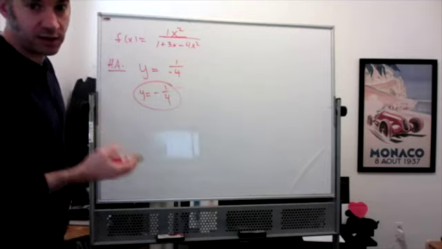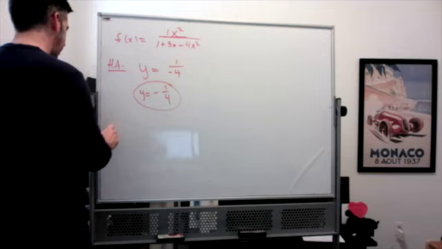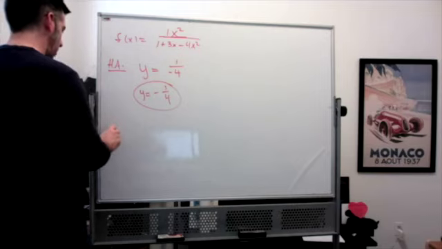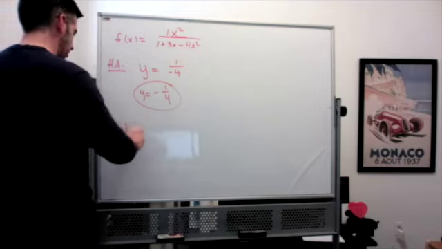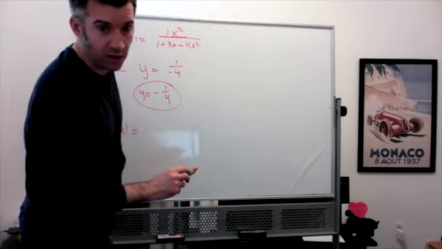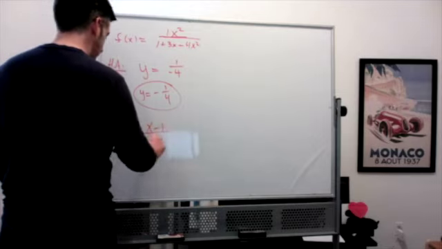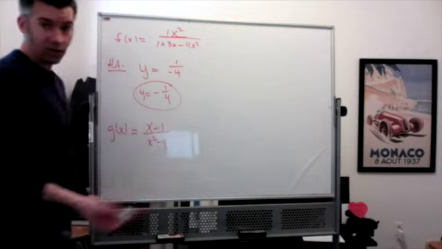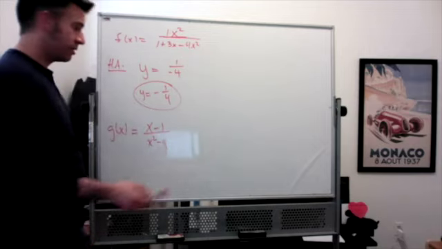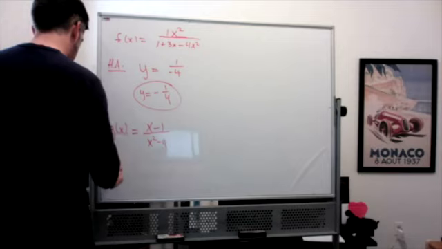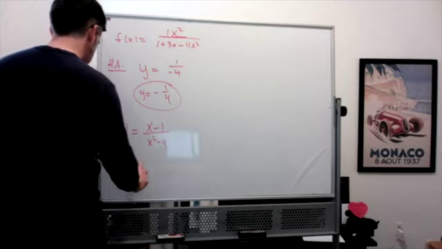How about this one? So kind of just going back. How about g of x equal to, what have I got here? x minus 1 over x squared minus 4. Well, here the degree on top is less, so the horizontal asymptote is y equal to 0.